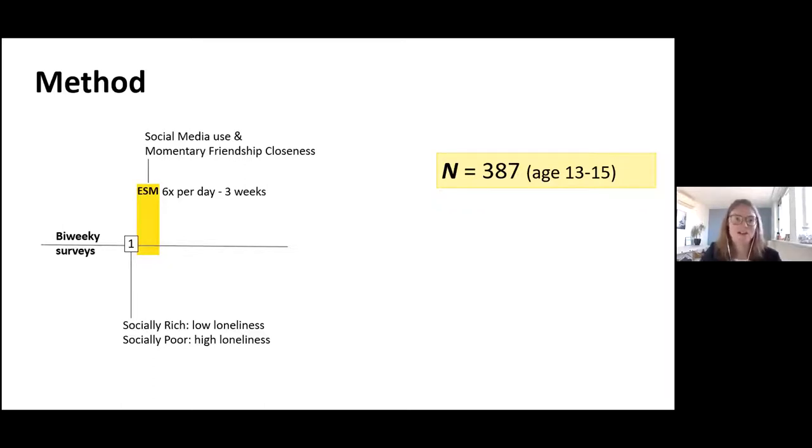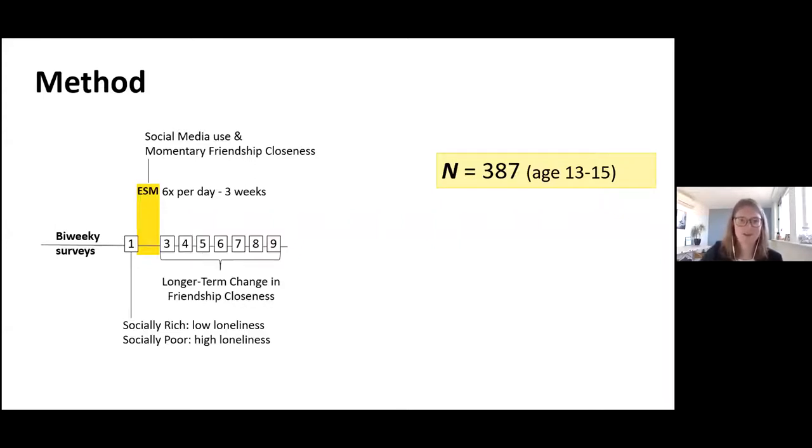And we were especially interested in how these within-person effects were related to adolescents' level of social richness and poorness. And we defined adolescents with low levels of loneliness as socially rich and adolescents with high levels of loneliness as socially poor. We were not only interested in how social richness and poorness were related to the short-term effects of social media use on friendship closeness, but we were also interested in how these short-term effects were related to adolescents' longer-term development of friendship closeness. And in order to examine that question, we looked at the longer-term change of friendship closeness across 7 bi-weekly post-ESM assessments of friendship closeness. And let's look at what we have found.